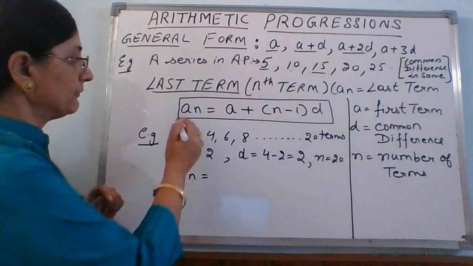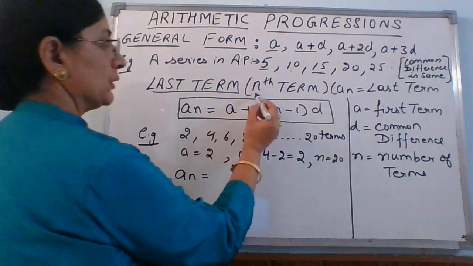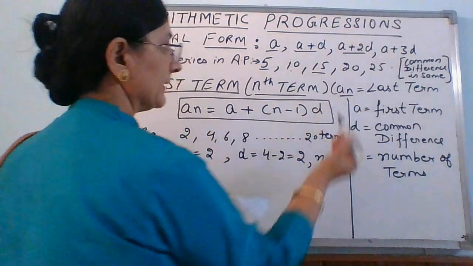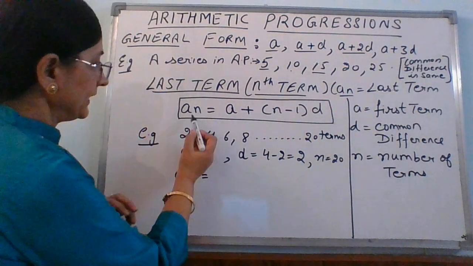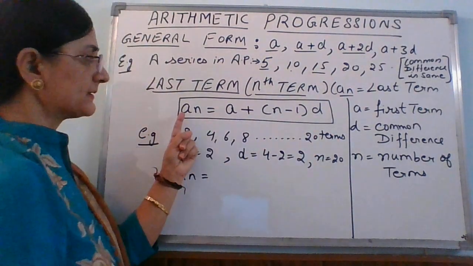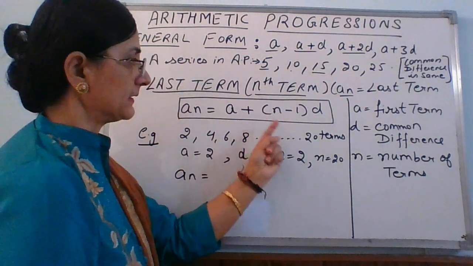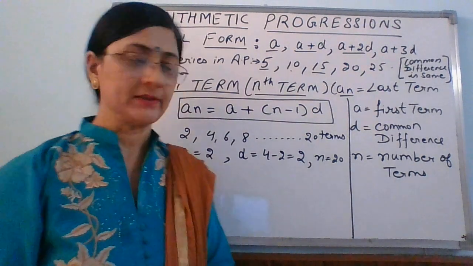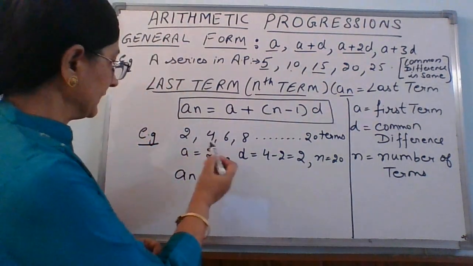So there is a general formula for the last term. We call it the nth term also, denoted by an. So an is equal to A plus n minus 1 D. An is the last term, A is the first term, n is the number of terms, and D is the common difference, right?